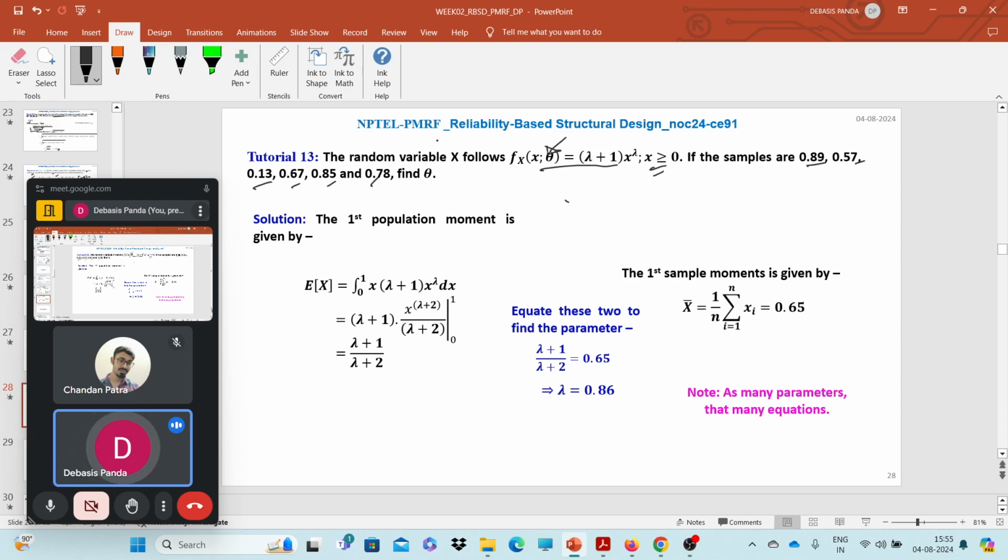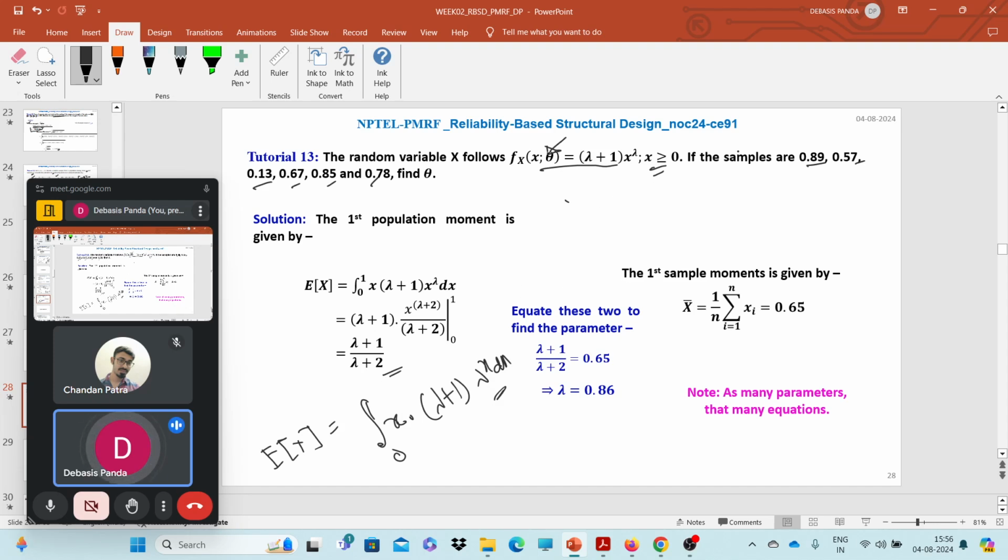So how can we find the parameter theta? First, we need to calculate the population moment. The population PDF is given, so E of x will be the integral from 0 to 1 of x multiplied by (lambda plus 1) x to the power lambda dx. Now if you solve the integral, you will get the expectation of x. That means the first population moment comes as (lambda plus 1) divided by (lambda plus 2).